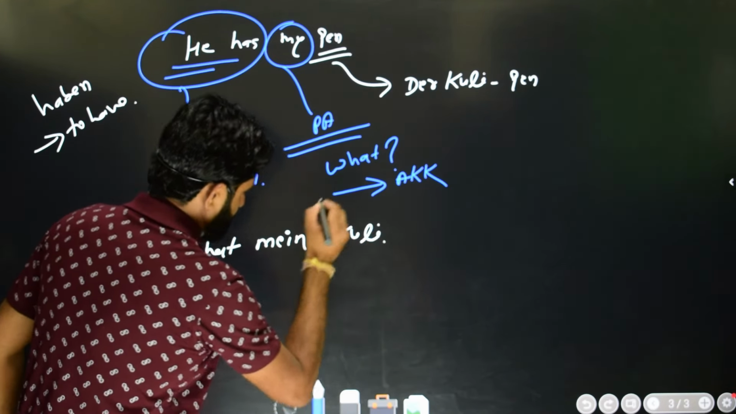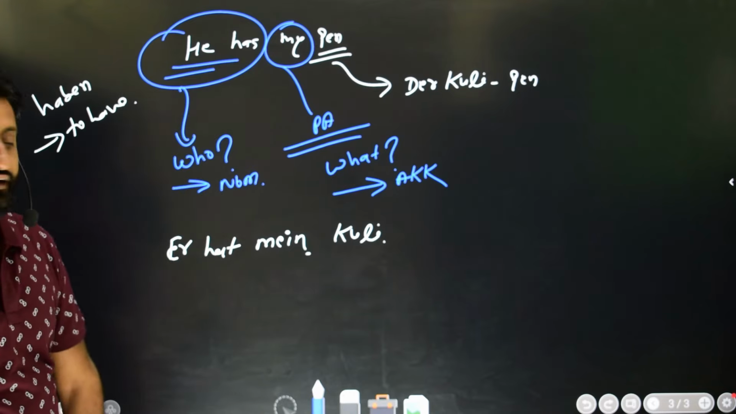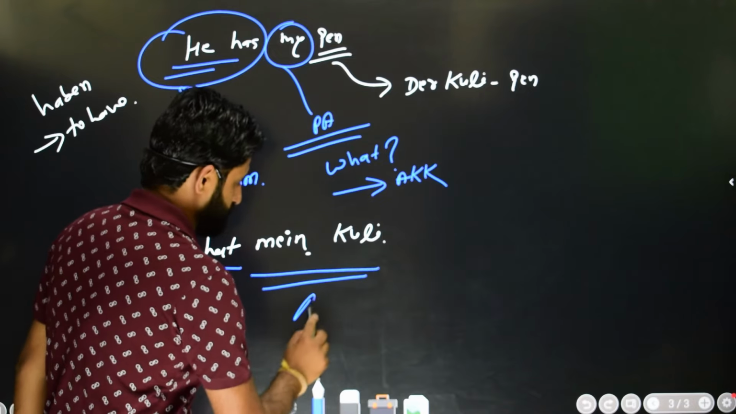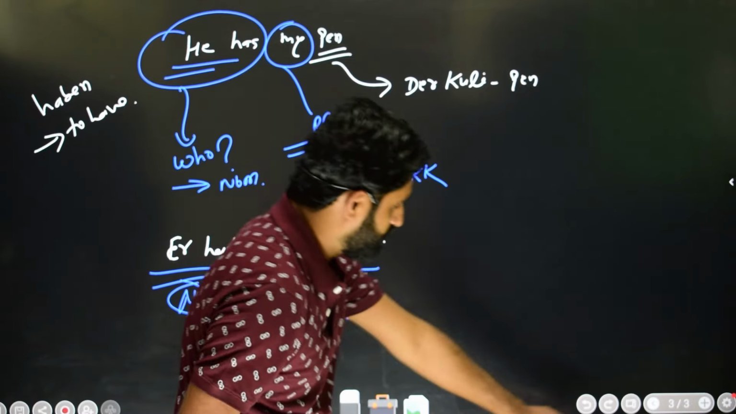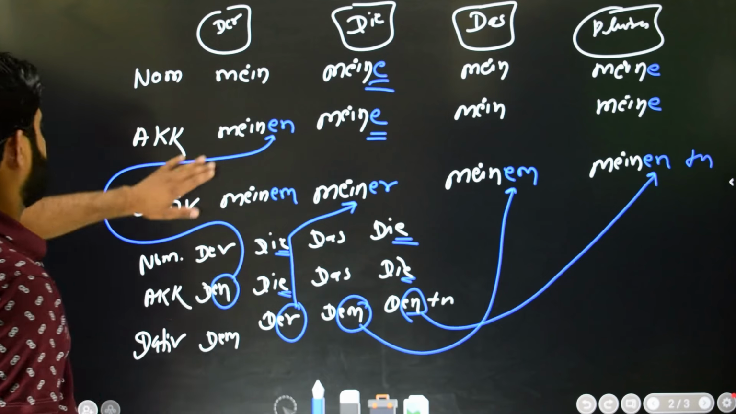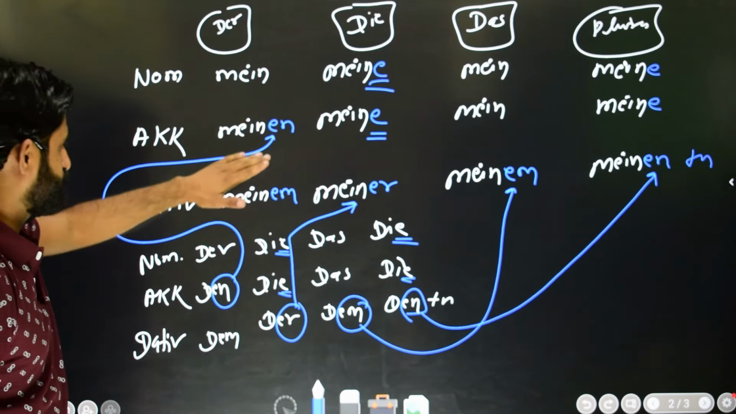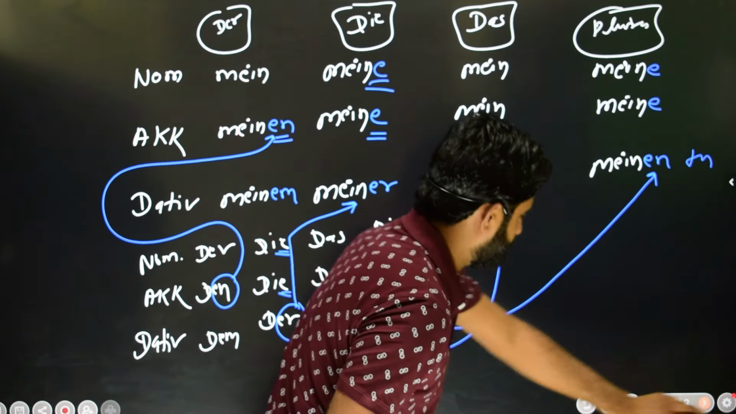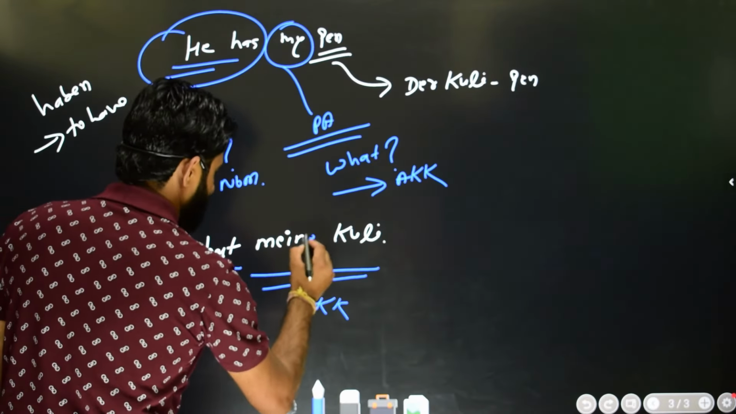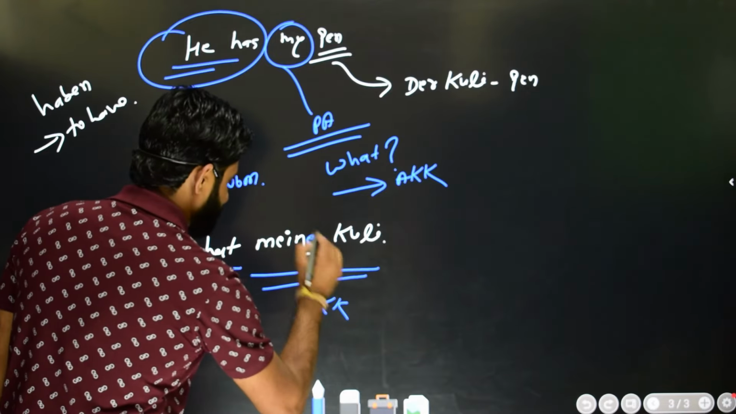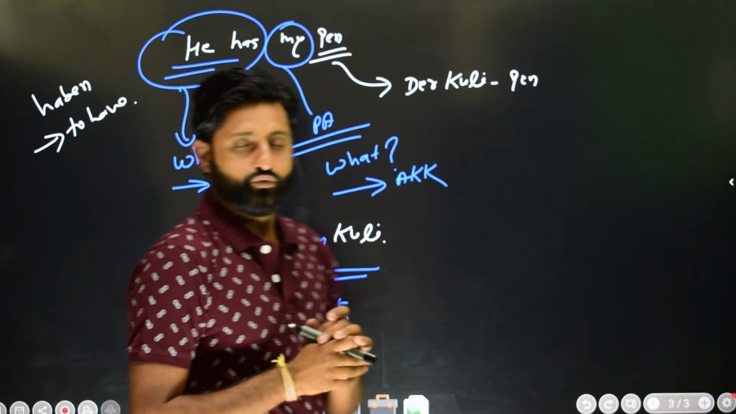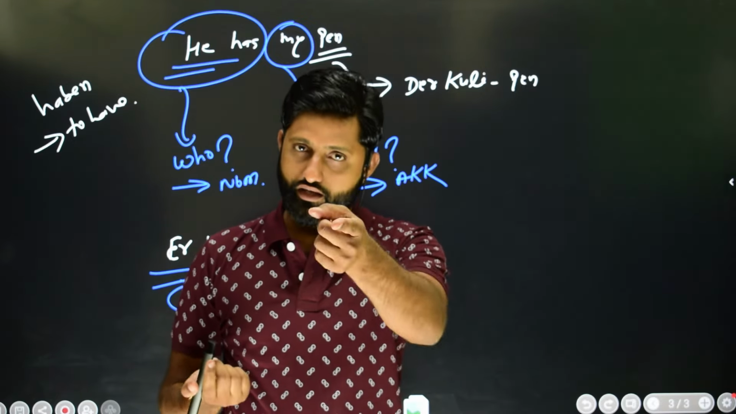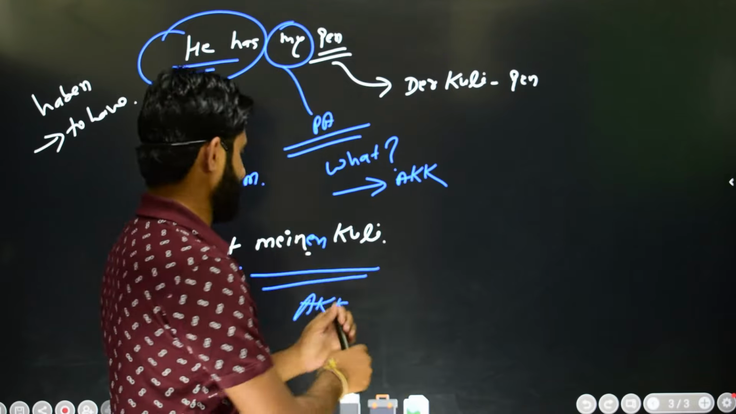I kept a blank here. And what should be the ending? This is nominative and this is accusative. If you go to our previous slide, you can clearly see that if the article is der and we are using this in accusative, then the ending will be en. So what will we write here? We will write en. So: hat meinen Kuli. Was hat er? Er hat meinen Kuli. He has my pen. Let's take more examples.